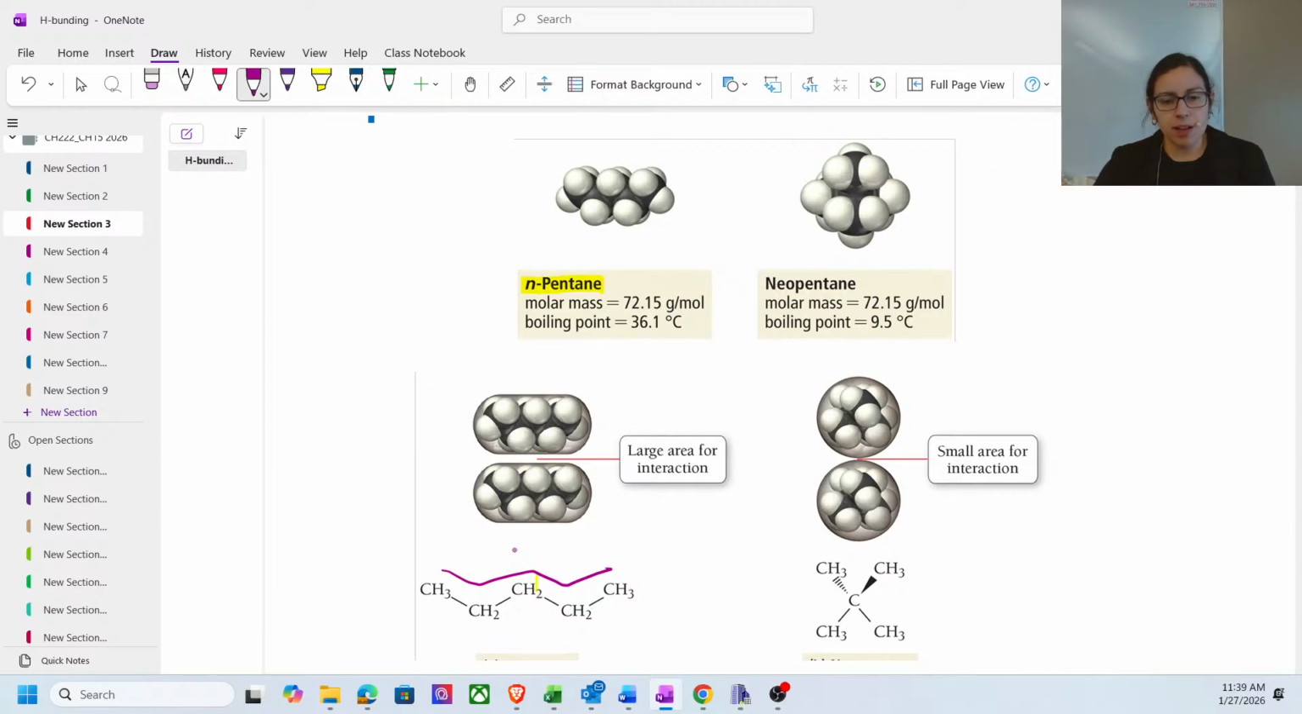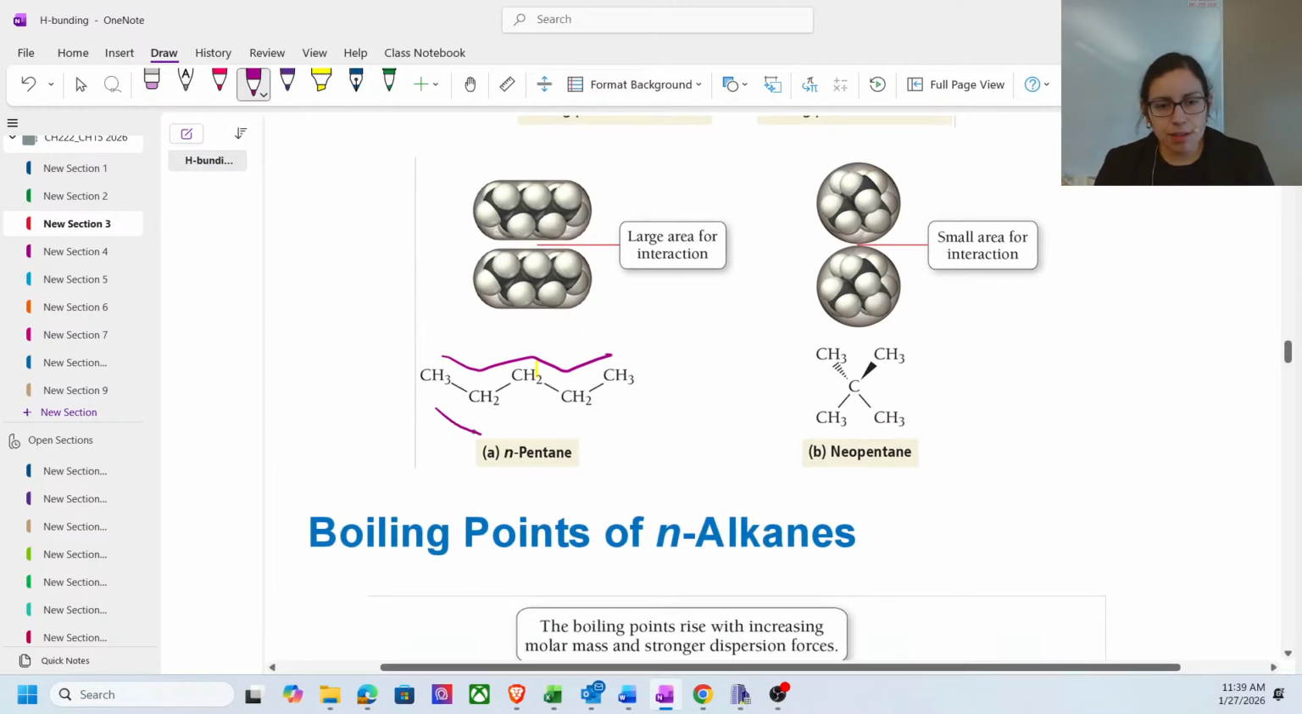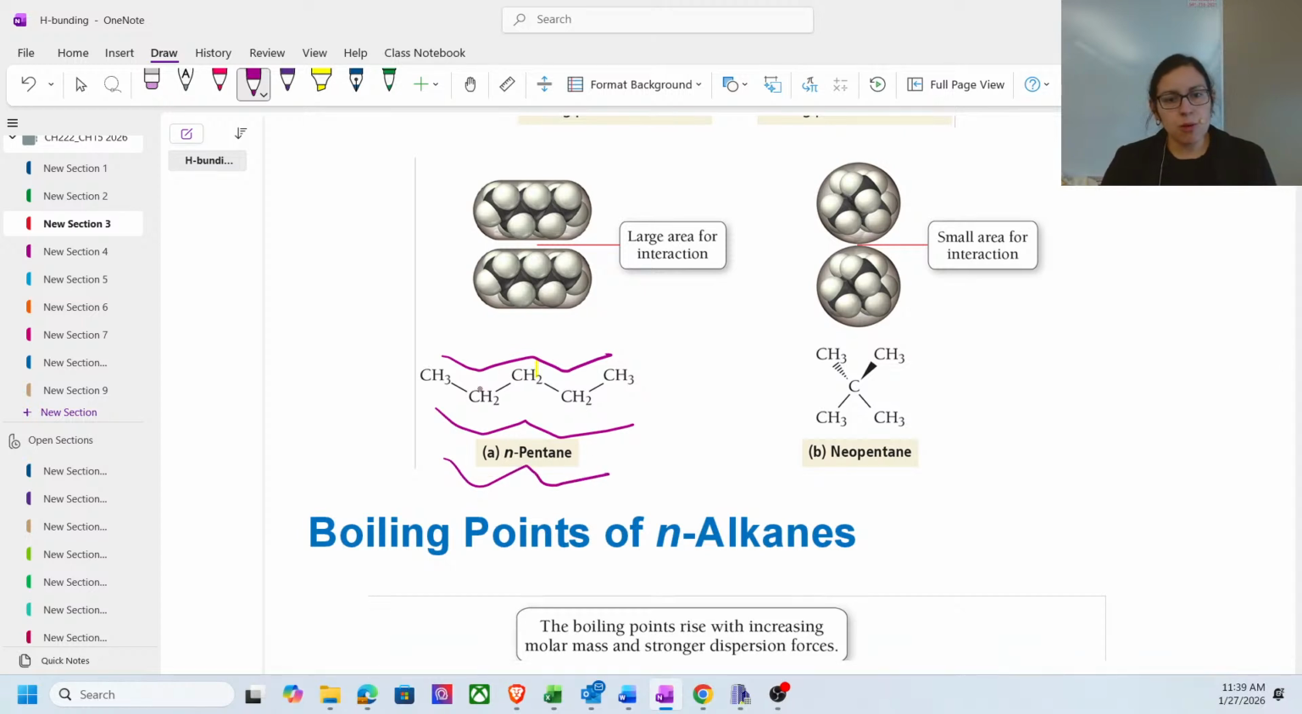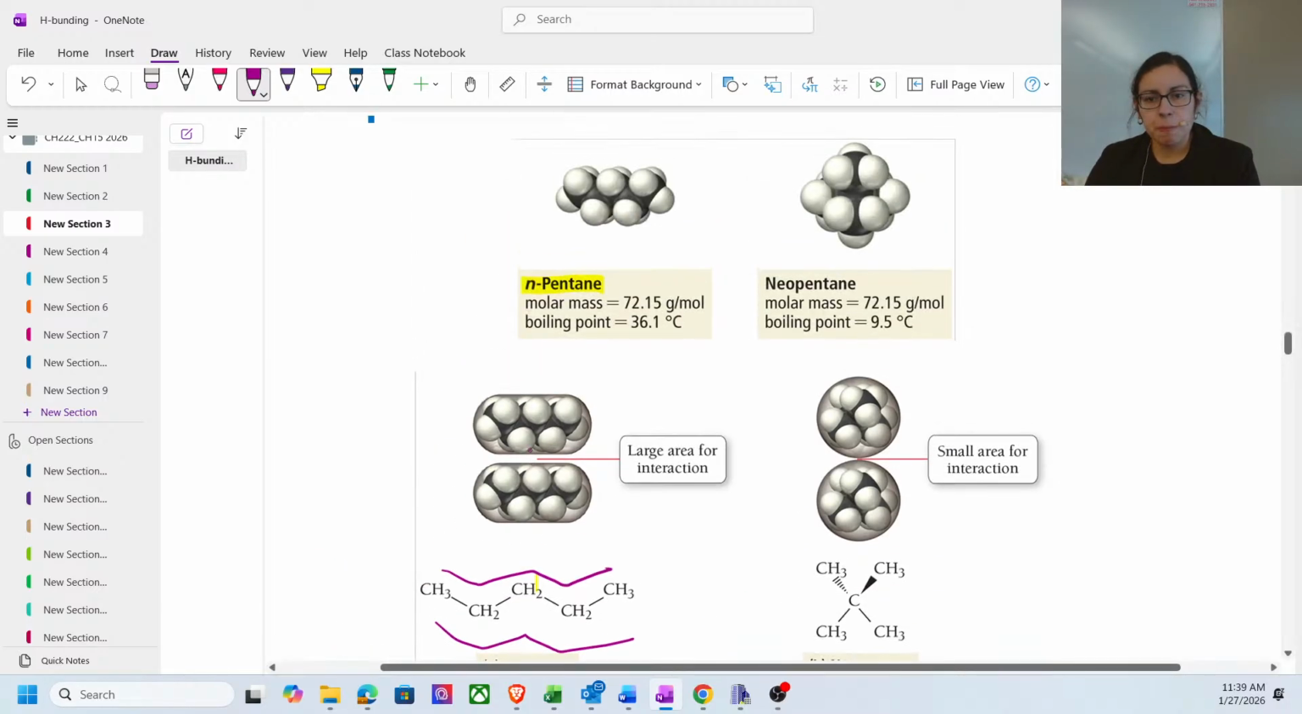What you can see is you have better stacking with your pentane. So now you can imagine your alkanes stacking like so. So more surface area for that interaction. So our intermolecular forces have, again, more surface area.